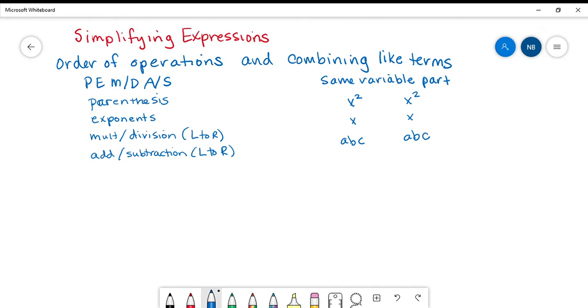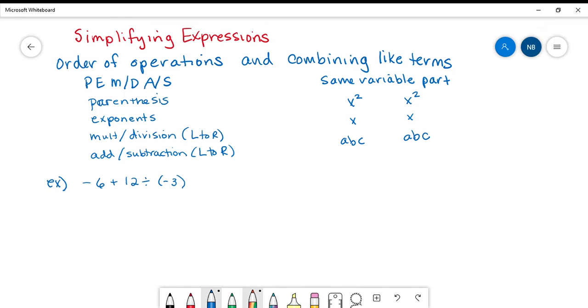All right, we're going to start with some arithmetic problems. Arithmetic expressions have only numbers, while algebraic expressions have numbers and variables. So our first arithmetic expression is -6 plus 12 divided by -3.